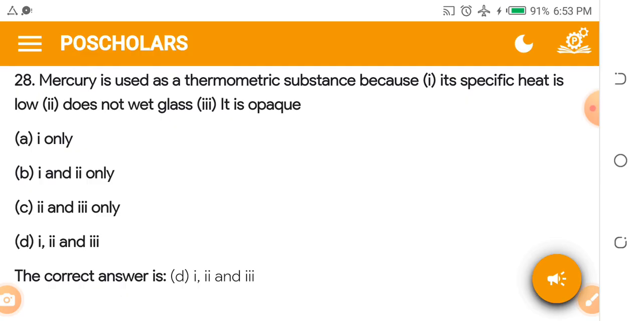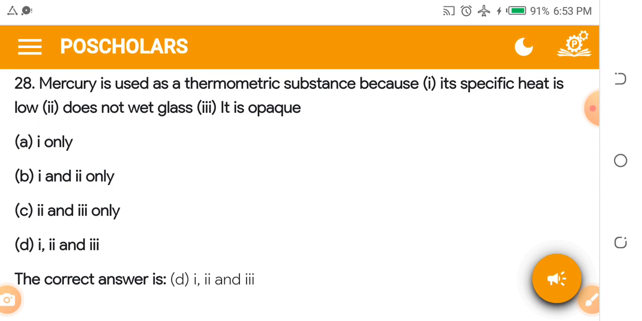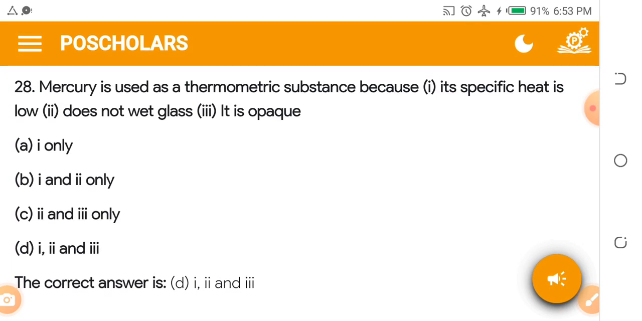Mercury is used as a thermometric substance because: A, its specific heat is low. B, it does not wet glass. C, it is opaque. Is the answer I alone? Is it I and I? The answer is all of them. D, I, II and III, because mercury's specific heat is low, it does not wet glass, and it is opaque.